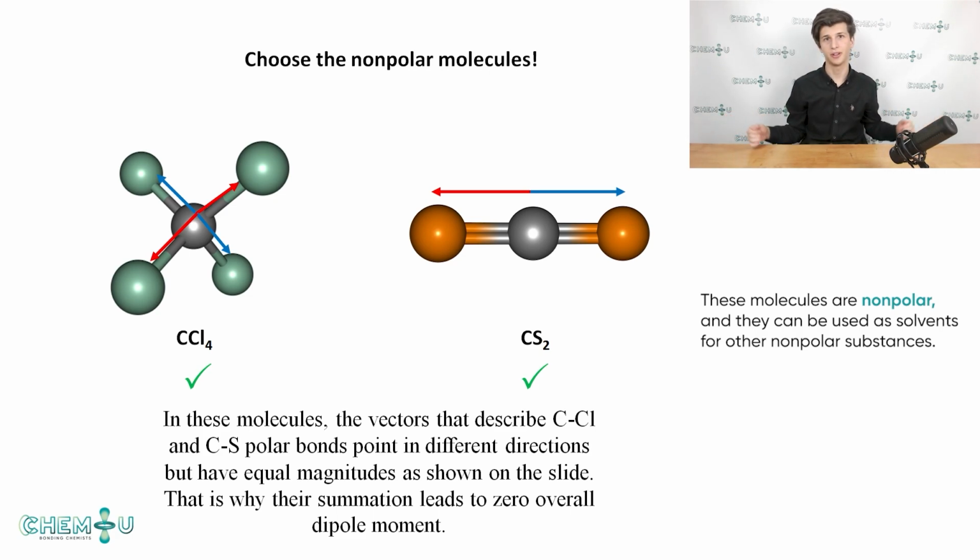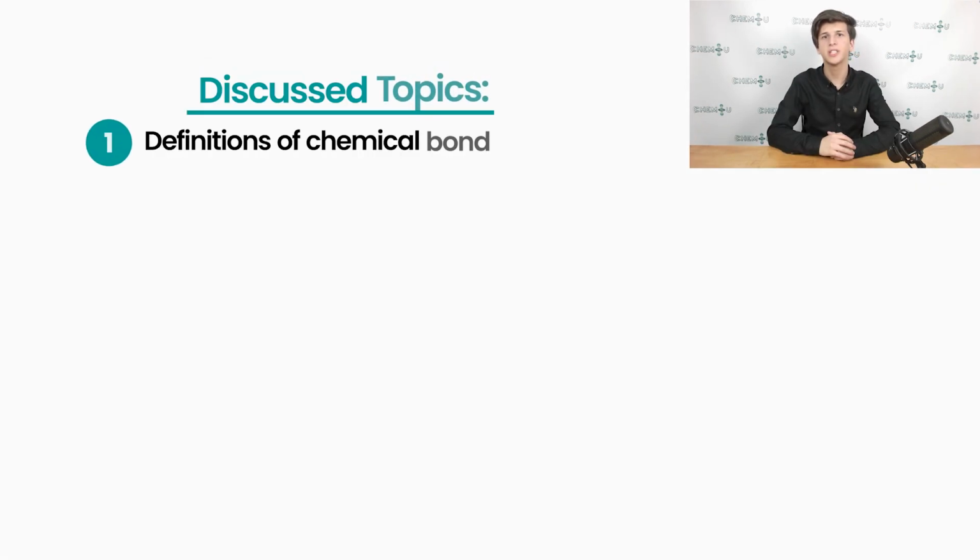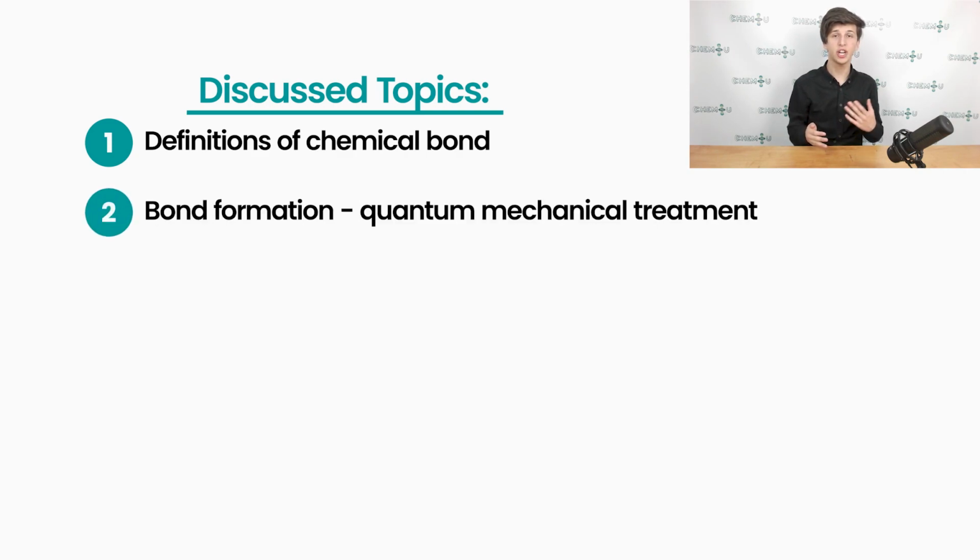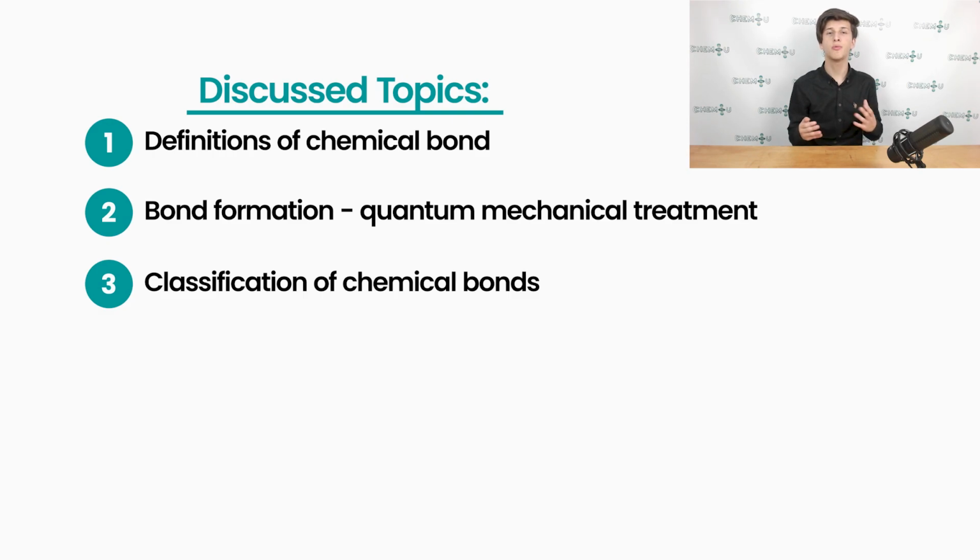Well, that's it for today. Let's briefly revise what we have learned today. First, we discussed the definition and origin of any chemical bond. Then, we showed how the energy of a system changes if a bond is formed and explained it from the quantum mechanical point of view. After that, we discussed classification of chemical bonds and briefly described ionic, covalent and metallic bonds.